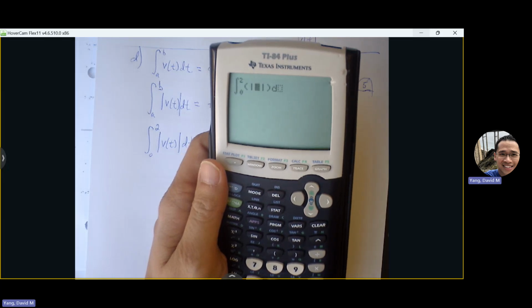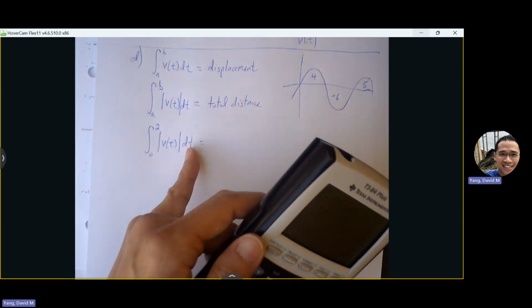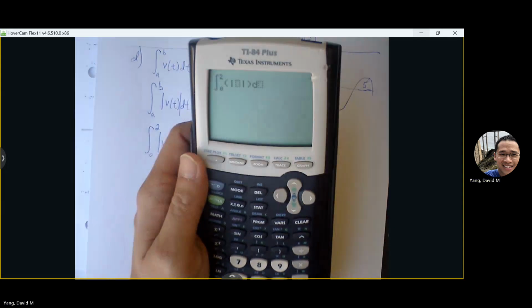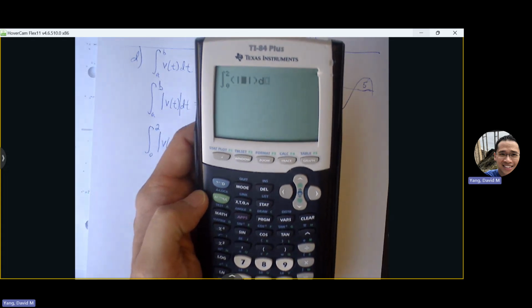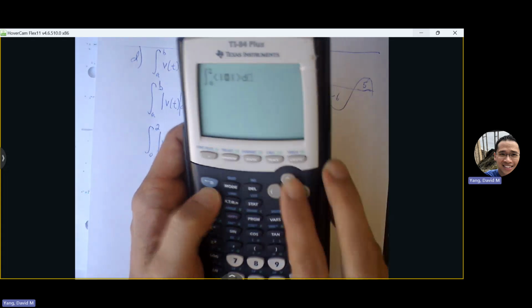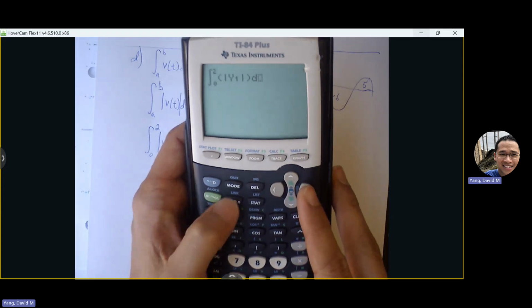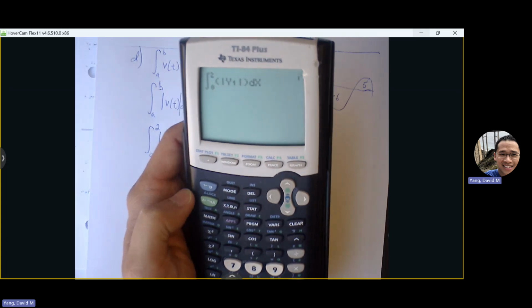Now your absolute value bar is only going to be around your velocity. Don't put it around the integral. Don't involve the dt. It's just simply around your velocity function. Okay. And then to get to your y1 that we have stored, you can do alpha trace y1, and then close it off with dx. It may take a little bit longer for it to calculate, but it will get there.